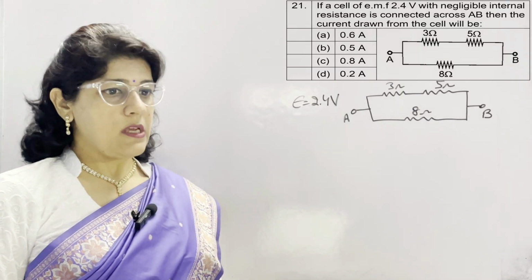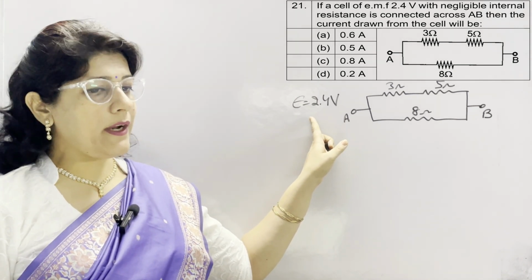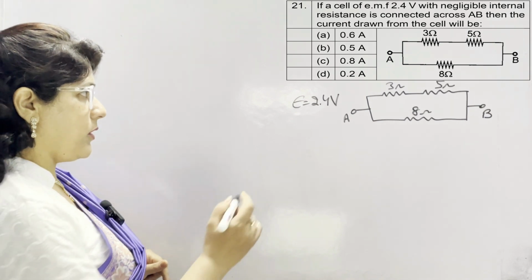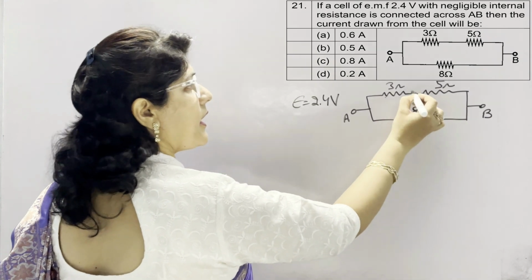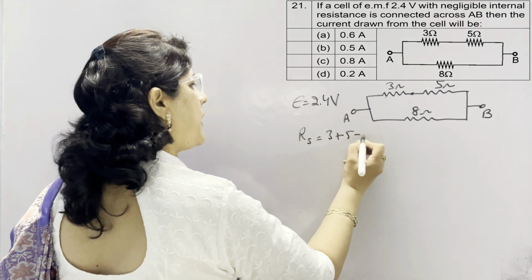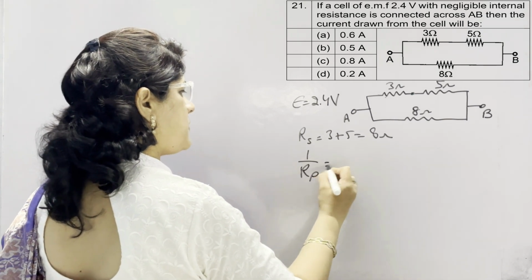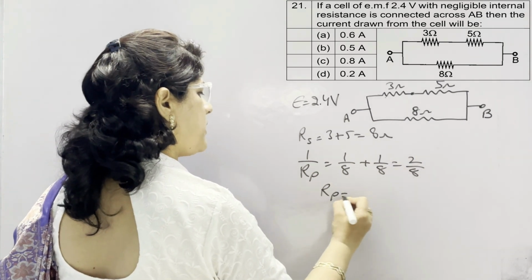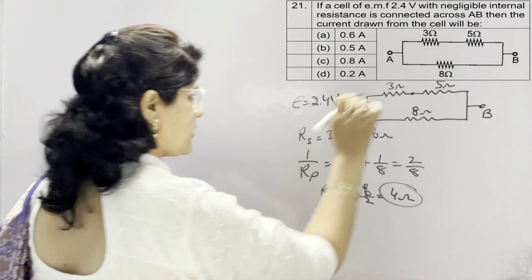In question number 21, if a cell of EMF 2.4 volt with negligible internal resistance R is connected across AB, then the current drawn from the cell will be, how much current will be drawn? Now, parallel combination, but these two are in series. इन दो में कोई कट नहीं है, कोई वायर नहीं कट रही है, ये दोनों सीरीज में है. So series combination is 3 plus 5. It means 8 ohm. 8 ohm in parallel with this 8 ohm. So 1 upon Rp is equal to 1 upon 8 plus 1 upon 8. It means 2 upon 8. So parallel combination resistor is 8 upon 2. It means 4 ohm. 4 ohm is the overall resistance of the circuit.